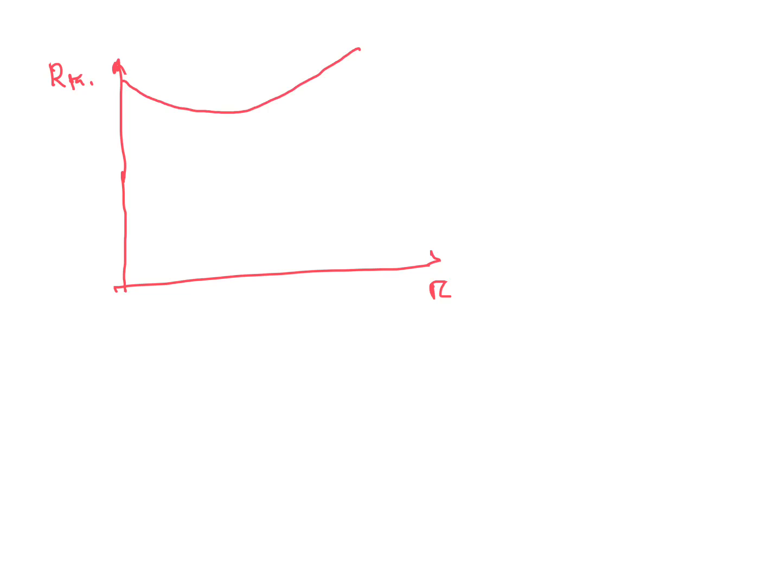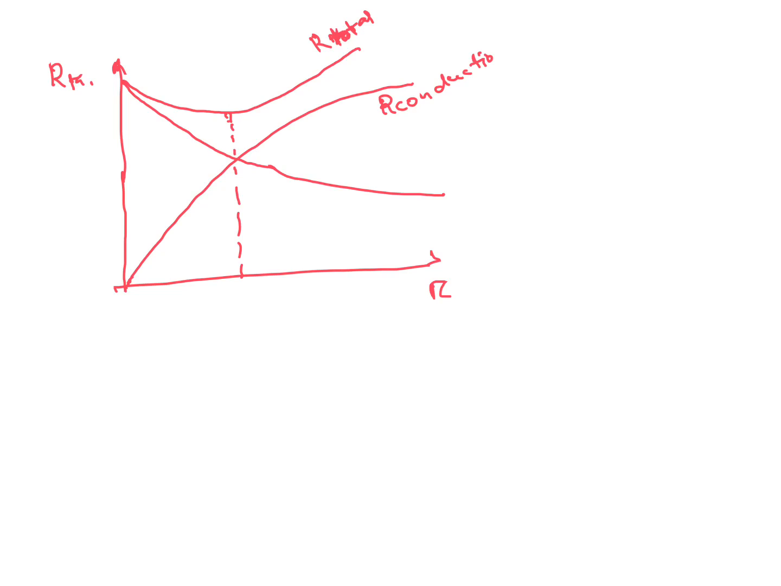Another graph is also important. This is for RTH versus R. This is R total, and this is R for conduction, resistance for conduction, this is thermal resistance for convection, this is the critical resistance.